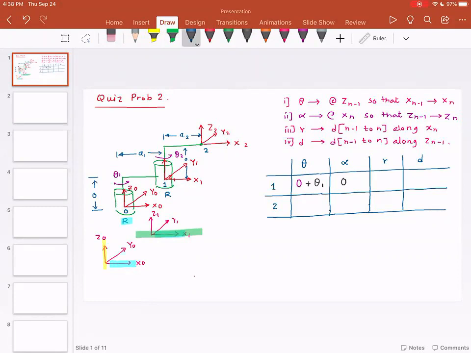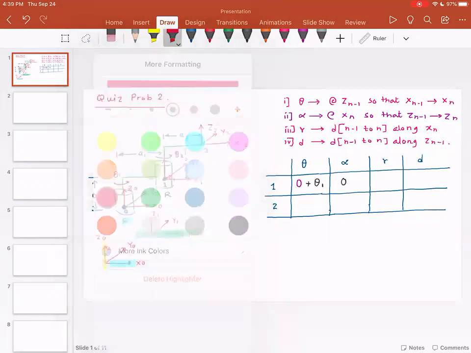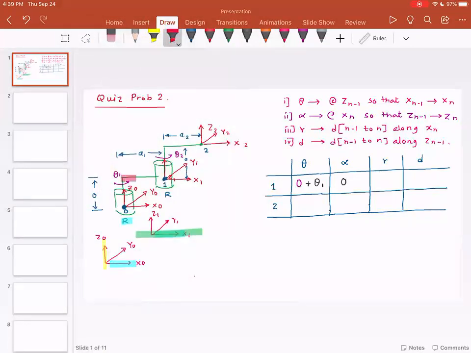R is the distance between the frames. And let's identify the frames. This is my 0th frame. This is my first frame. So R is the distance between the 0th frame and the x1 frame along x1. So this is the distance, and that distance is going to be A1. So A1 is that distance.